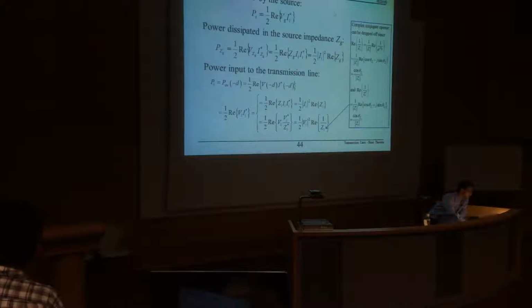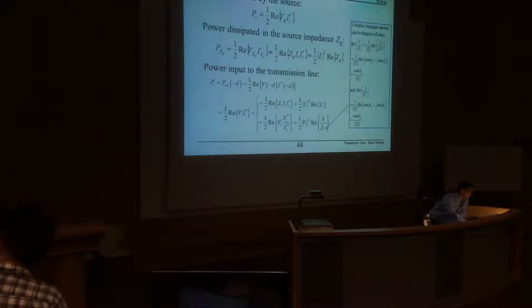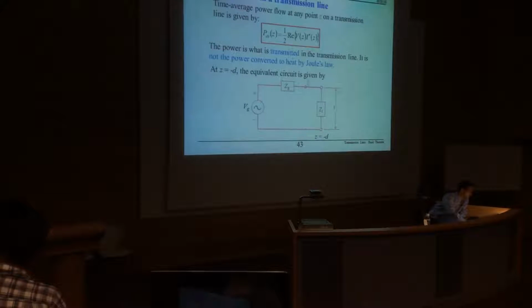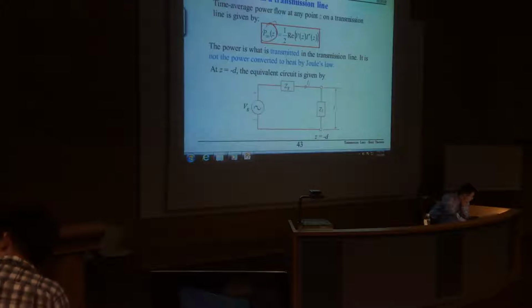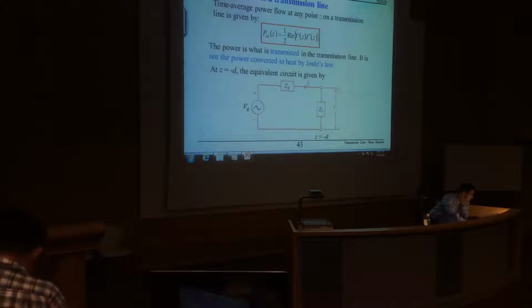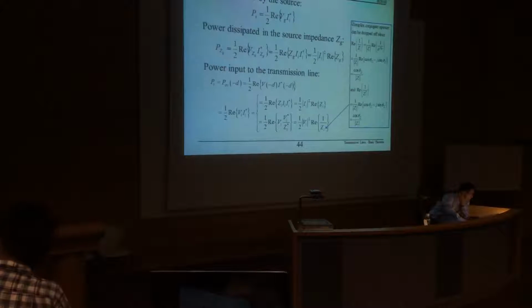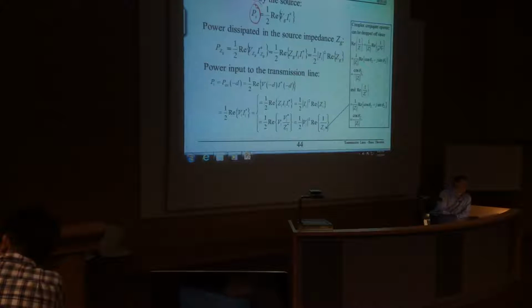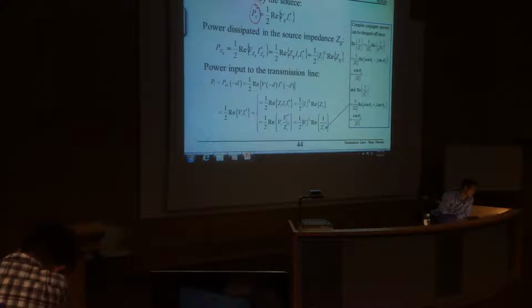Power delivered by the source. Here are the definitions for different powers. This is average power. This is power delivered by the source. This is the total power generated by the transmitter or the generator.